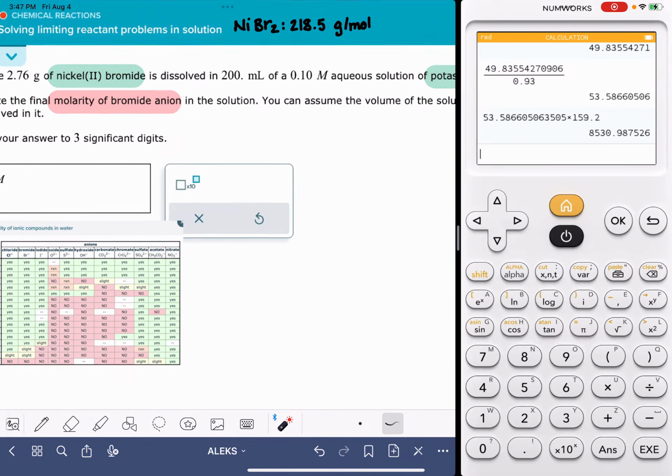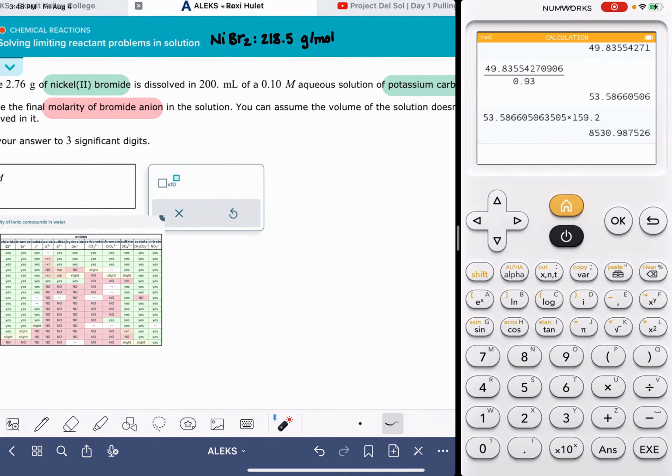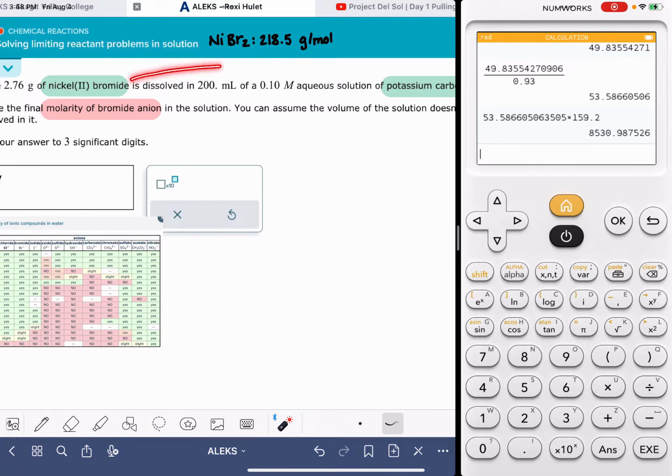Now, the thing that makes this problem tricky is that there is a potential for these two compounds to react with each other or interact with each other, which could have an effect on the molarity of the compound that ALEKS is asking us to solve for. Our first job is to figure out whether or not these two compounds will react. And if they do react, how will they react? And will that have an impact on the molarity of, for my problem, the bromide anion?